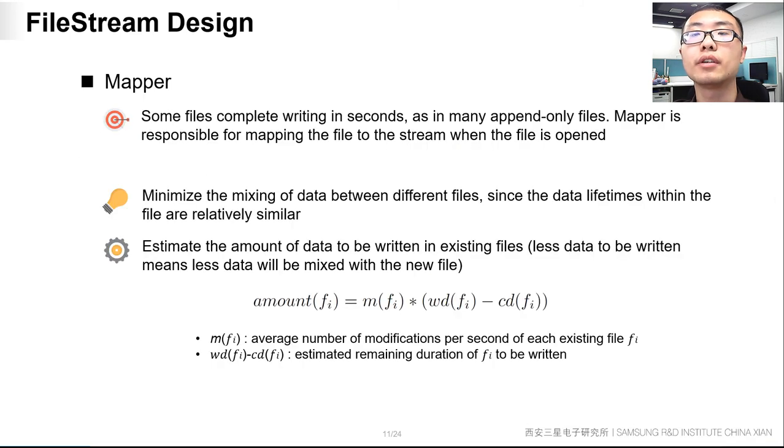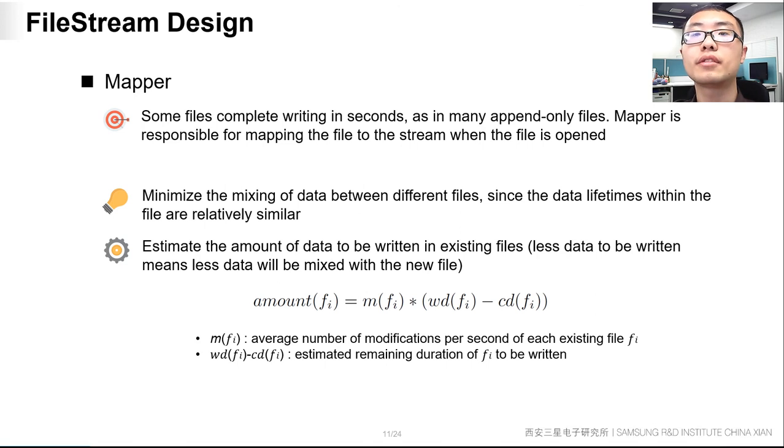First is about mapper. Some files complete writing very quickly, as in many append-only files, so it's necessary to assign a stream ID to a file when it's opened. That's what mapper does. Since the data lifetimes within the file are relatively similar, our first idea is to minimize the mixing of data between different files. We estimate the amount of data to be written in existing files.